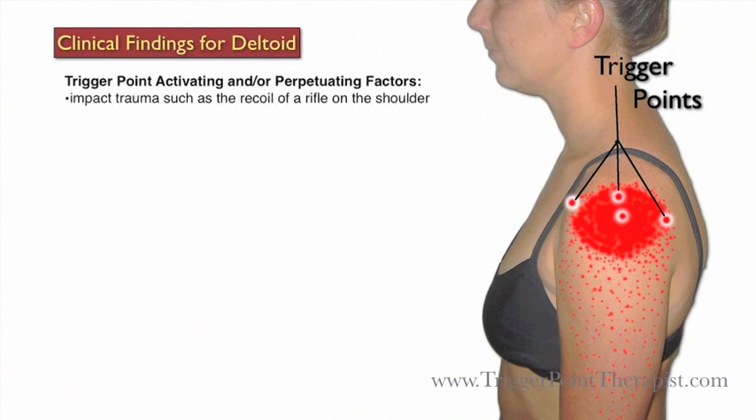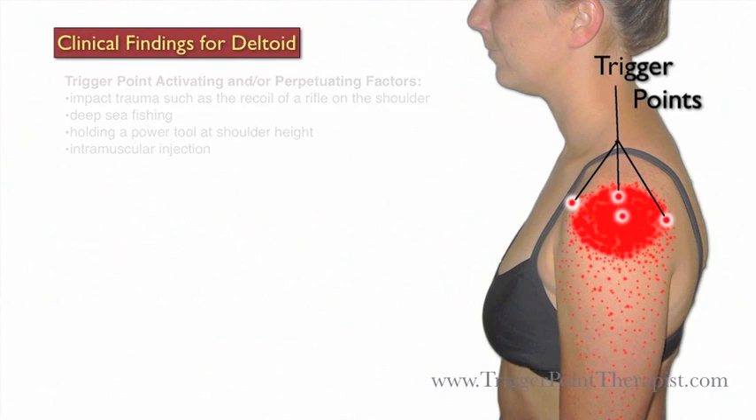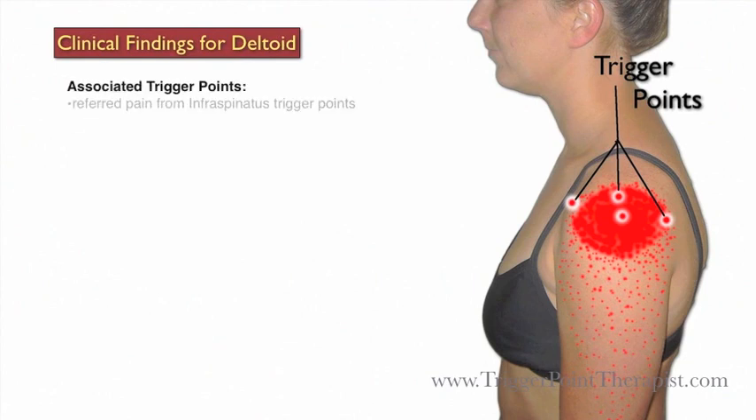Some activating factors for trigger points in the deltoid include impact trauma, such as the recoil of a rifle on the shoulder, deep sea fishing, holding a power tool at shoulder height, and intramuscular injection, as with a booster shot or flu shot. The referred pain from the infraspinatus trigger points can activate trigger points in the deltoid muscle.